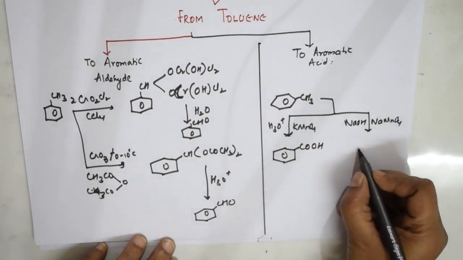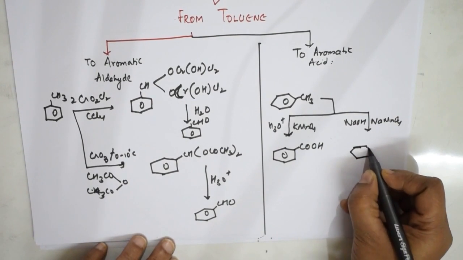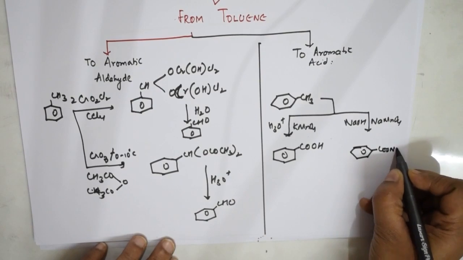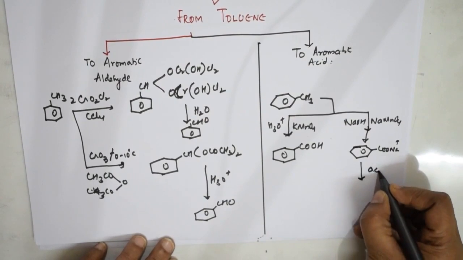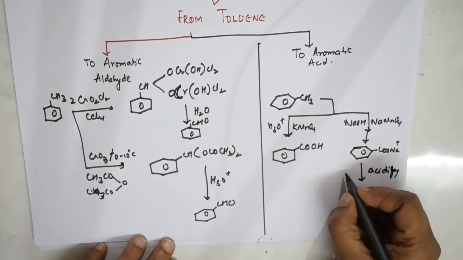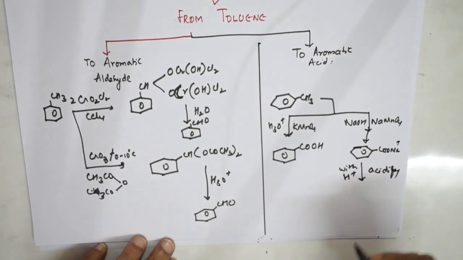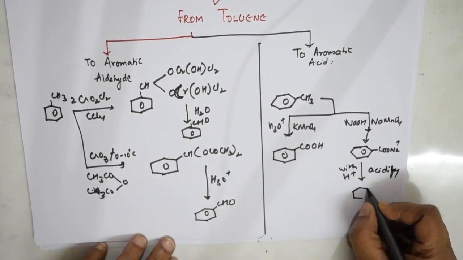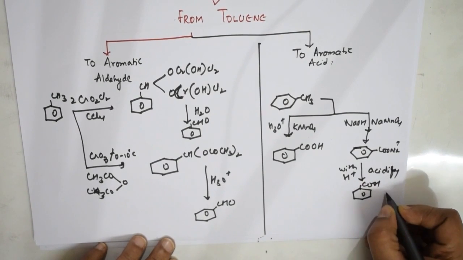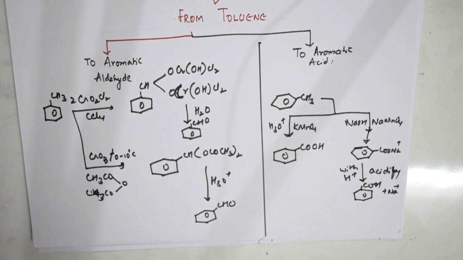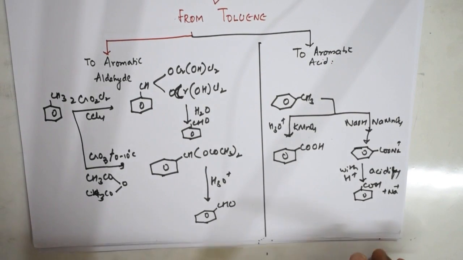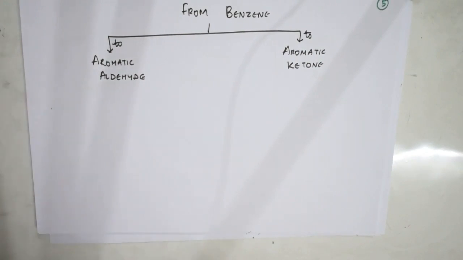Here, first you will be getting an intermediate product, the sodium salt, COO-Na plus. So you will acidify this with H plus. Then what happens? Finally, this gets converted to benzoic acid, and Na plus is out. So irrespective of the chain size of the alkyl group, you will get the acid only. Right, students. Now let us see the preparation of aromatic aldehydes and aromatic ketones from benzene.